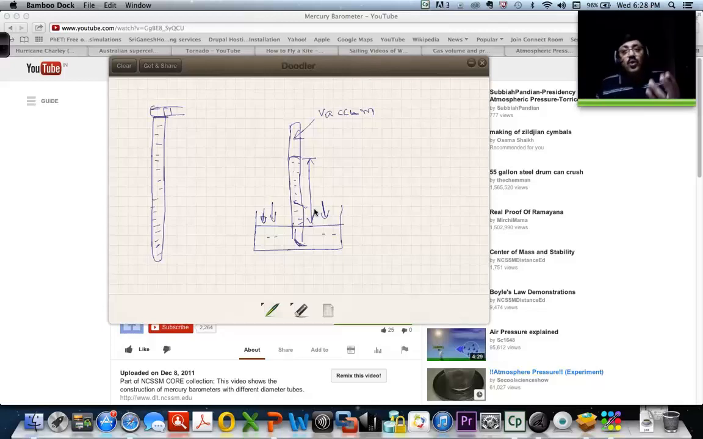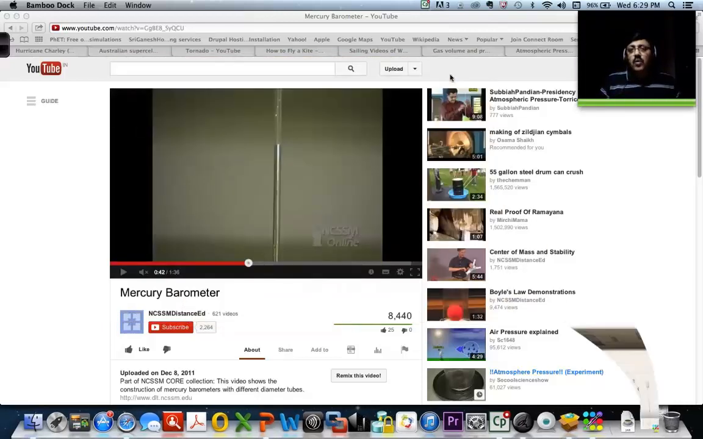So I've shown you the water glass experiment, and I've also shown you the mercury barometer, the two things which prove there is atmospheric pressure and there is pressure applied by the air in the atmosphere, and that can be felt. These two experiments are proofs for that. So that is basically about it. Let me just continue showing it.